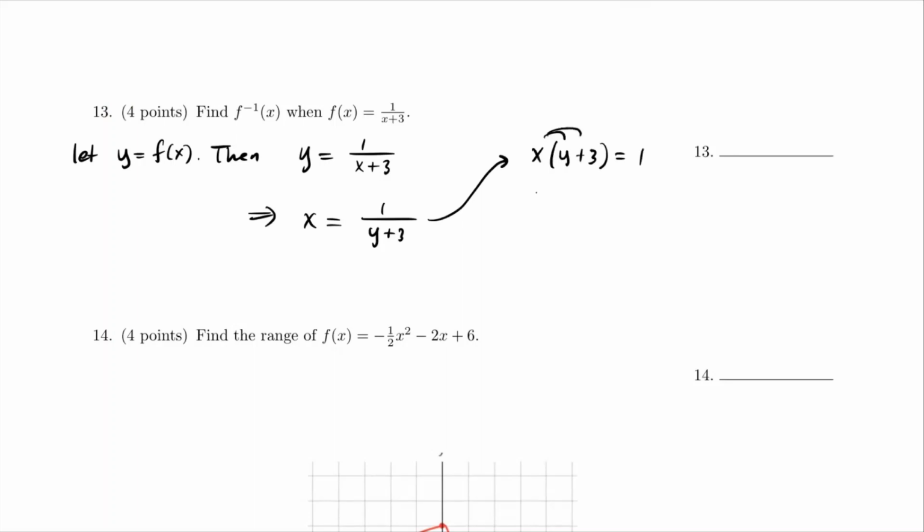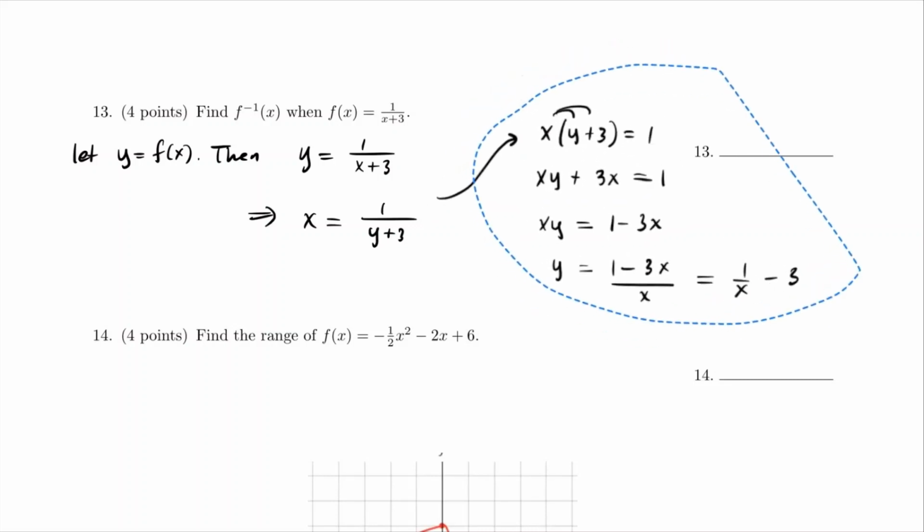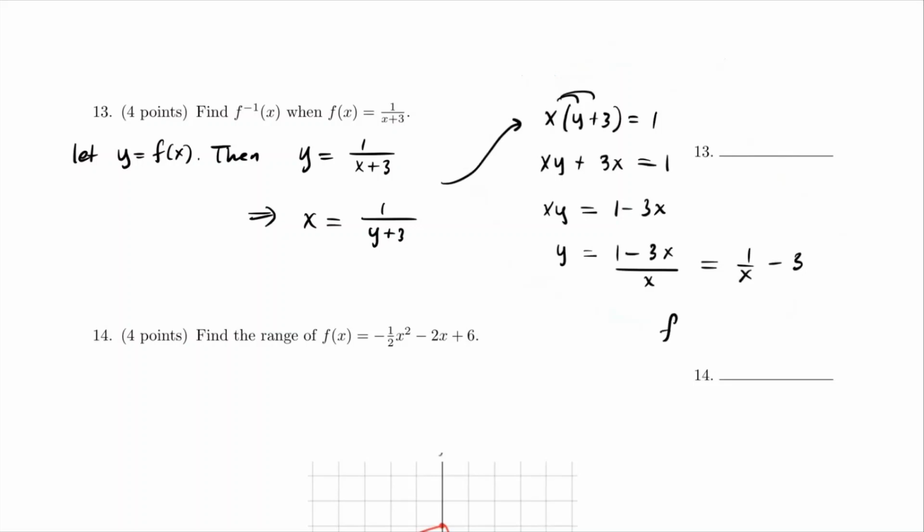Distribute the x, so you have xy plus 3x is equal to 1. Subtract 3x, so you have xy is equal to 1 minus 3x, and divide by x, so you have y is equal to (1 minus 3x) divided by x. You can leave it right here, or you can simplify this. This is 1 over x minus 3. So we can write that our inverse function is going to be 1 over x minus 3. So that would be the formula for the inverse function.